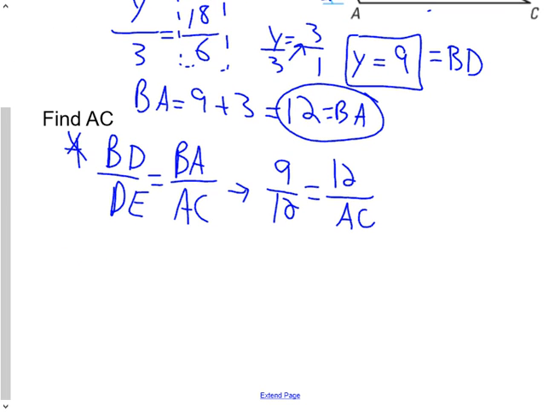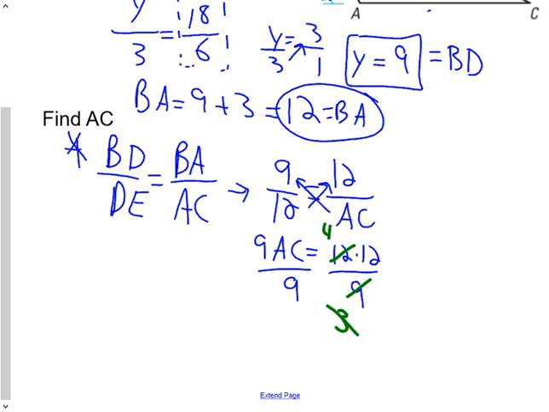Again, you can simplify or cross multiply, so we'll just do it that way. 9 AC equals 12 times 12. Divide by 9 on both sides, and we've got a 3 for each 12. Right? Divide by 3, we get 4. Divide this 3 by 3, and the 12 by 3 gets 4. And 4 times 4 is 16, which is our AC.